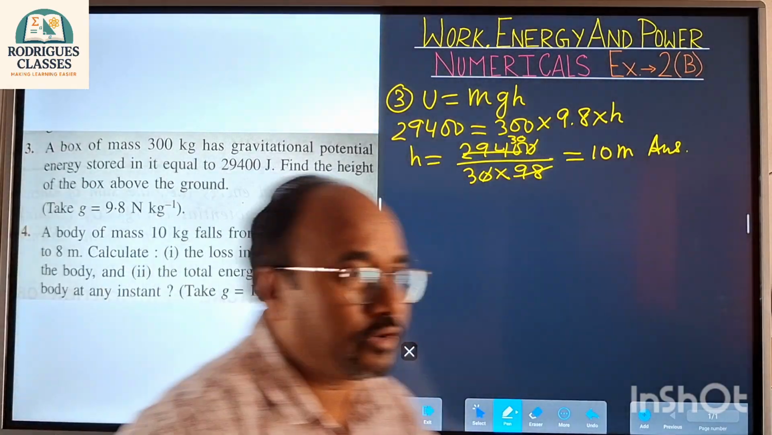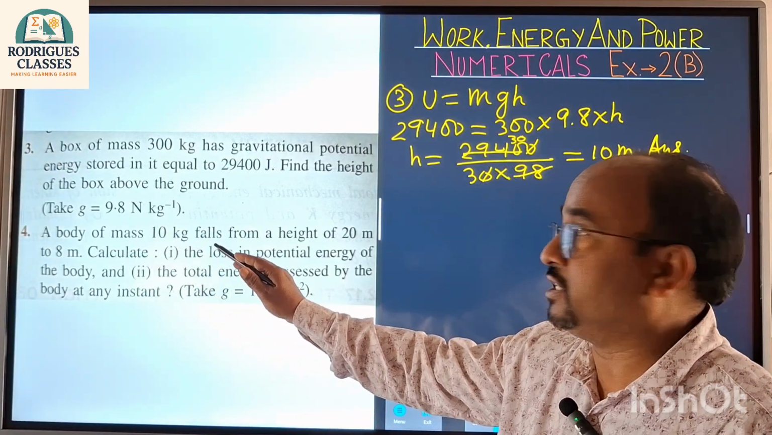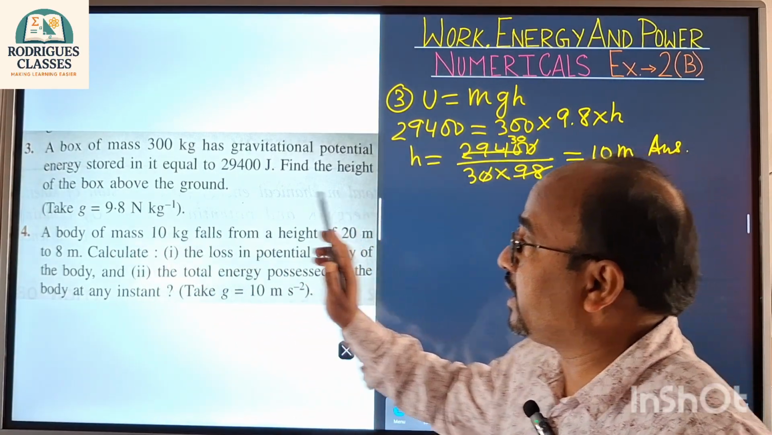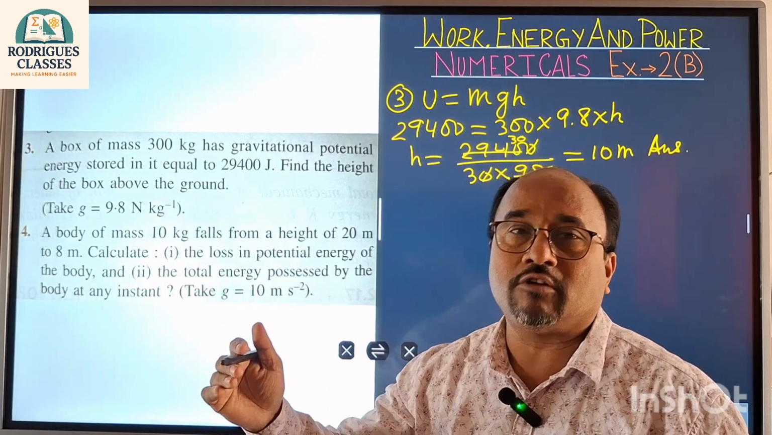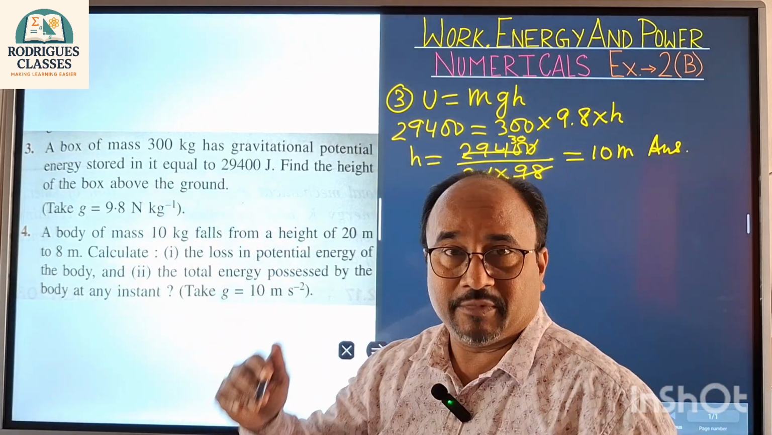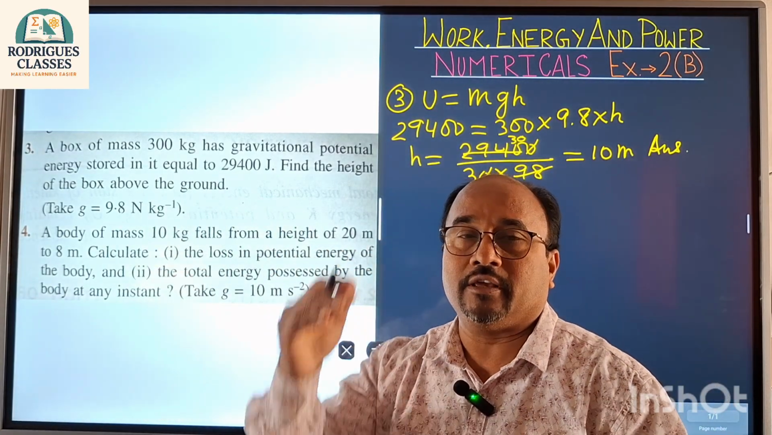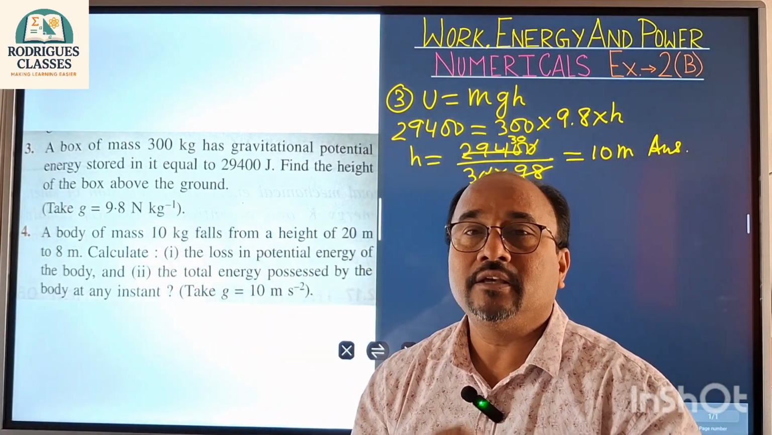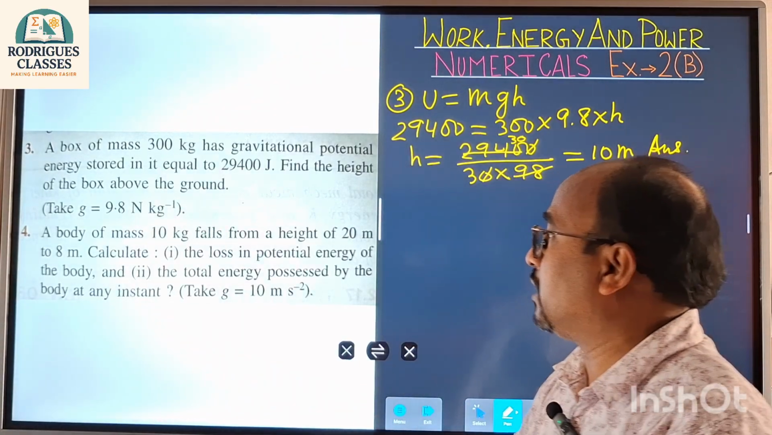Now let us take a look at the fourth numerical, which says a body of mass 10 kg falls from a height 20 meter to 8 meter. So initially it is at 20 meter, falls down to a height of 8 meter. So calculate the loss in potential energy of the body. If the height decreases, there will be a decrease in the potential energy. So we have to find that loss part only.